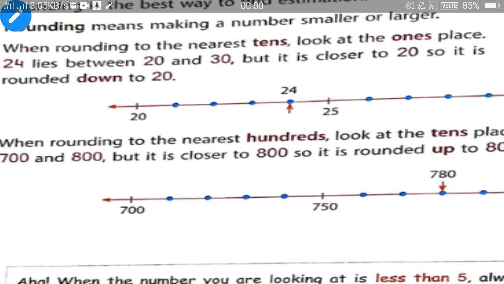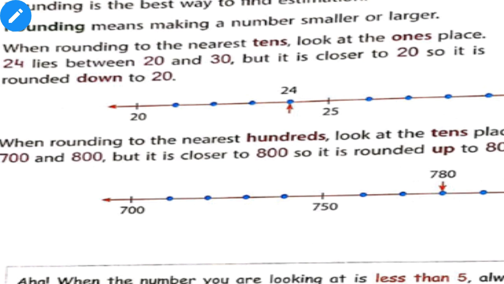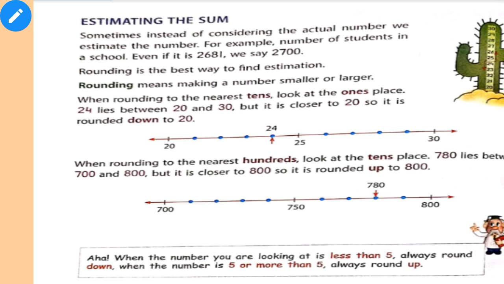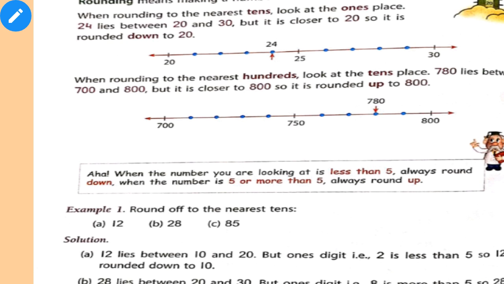Hello kids, welcome back. In the last class we did addition using expanded form and a brief introduction to rounding off to the nearest tens and nearest hundred. Today we will go through your book exercise. But before that, let us take a recap of what we learned in our previous class.